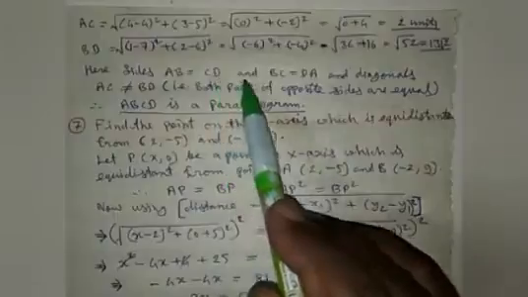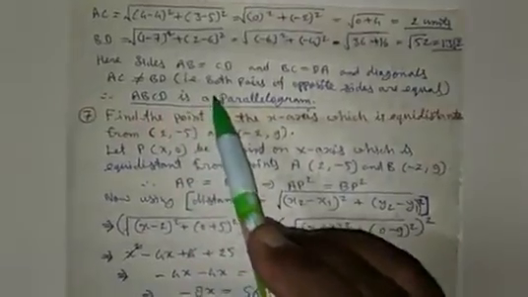Since here sides AB equal to CD and BC equal to DA and diagonals AC is not equal to BD, that is, here both pairs of opposite sides are equal but diagonals are not equal. So here ABCD is a parallelogram.